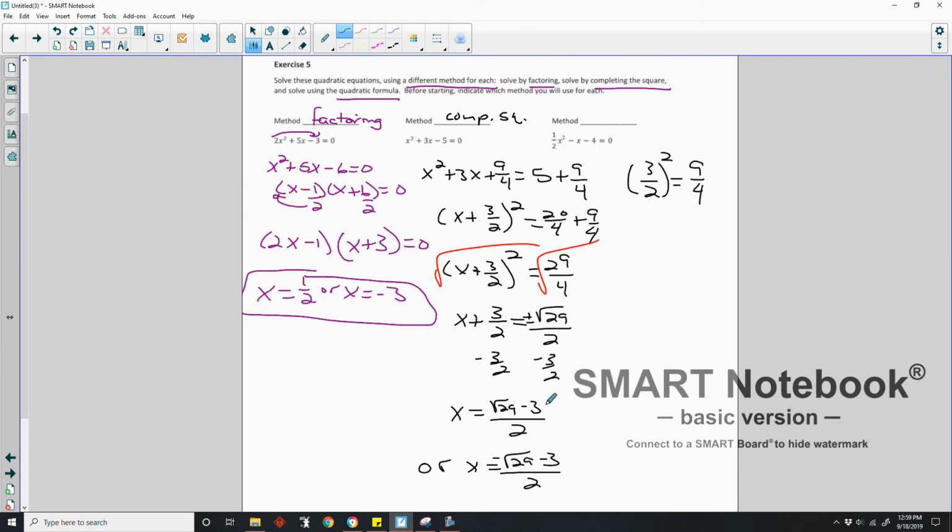You could have negative 3 plus the square root of 29, or negative 3 minus the square root of 29 over 2, which is more appropriate, having the radical after the constant. But anyhow, either one, when you simplify it or put it in a calculator, will come out with the same decimal approximation.